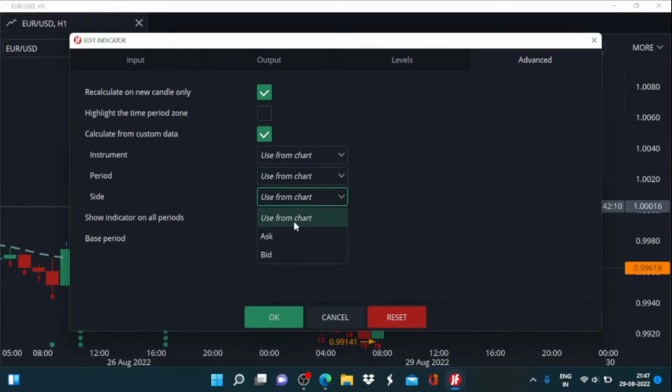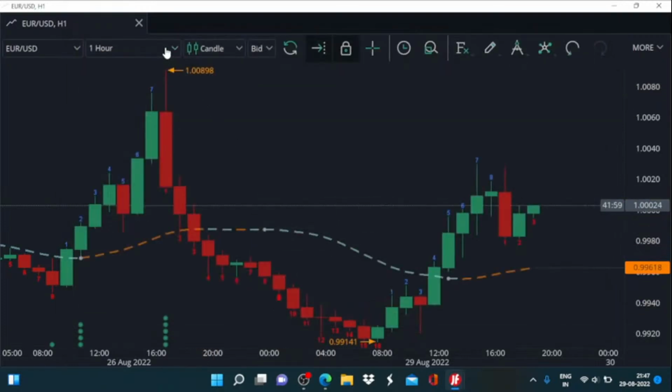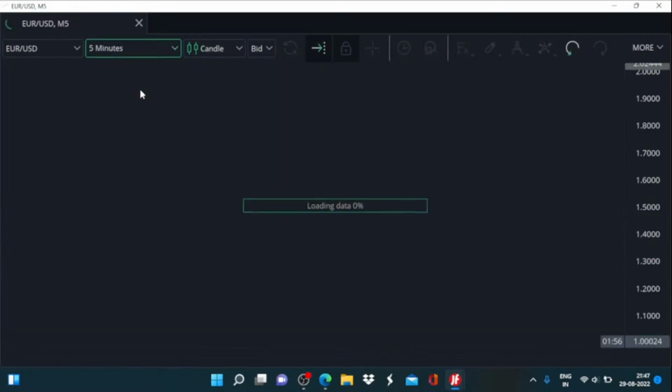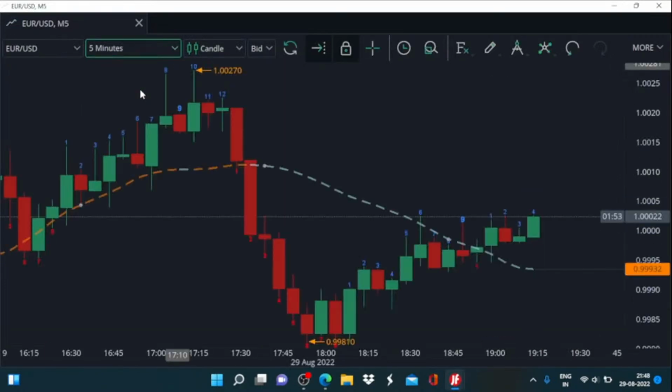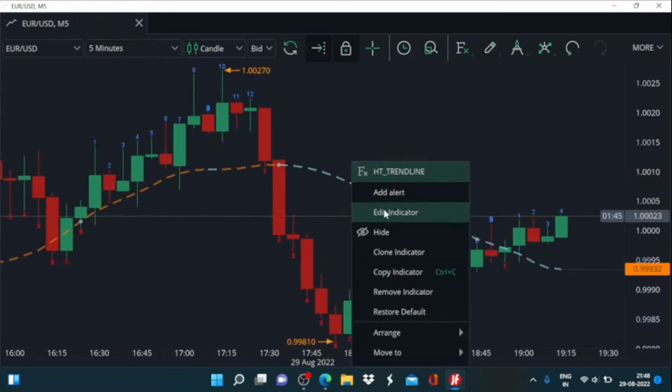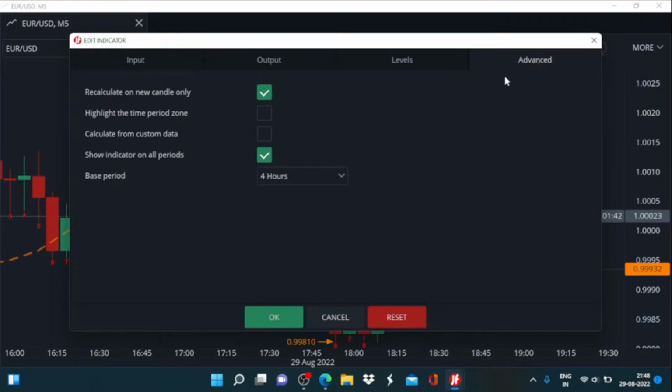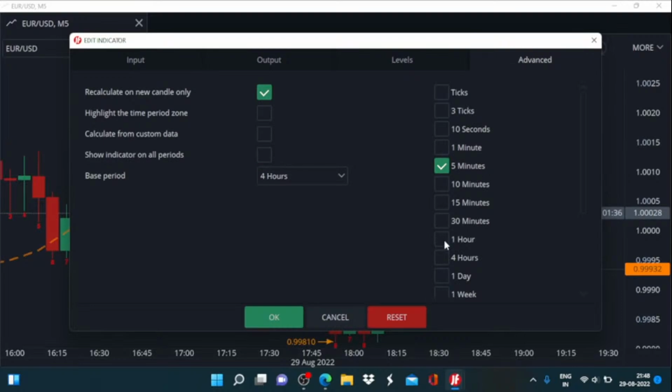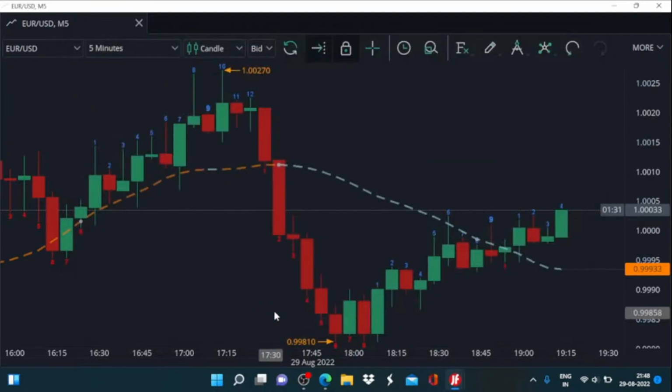The spread side can be anything, ask or bid, so these two options are there, or you can simply use it from the chart. If you want the indicator to be shown on all the time frames of the underlying instrument, whether it is 5 minute or 15 minutes, hourly, 4 hourly, daily, then you have to keep this box checked. If you opt out of it, then you will have to individually specify on which time periods it should be visible, and only on those time frames it will be visible.